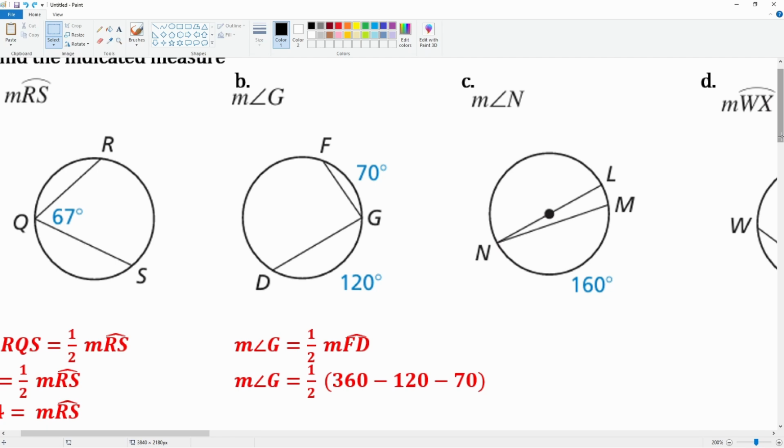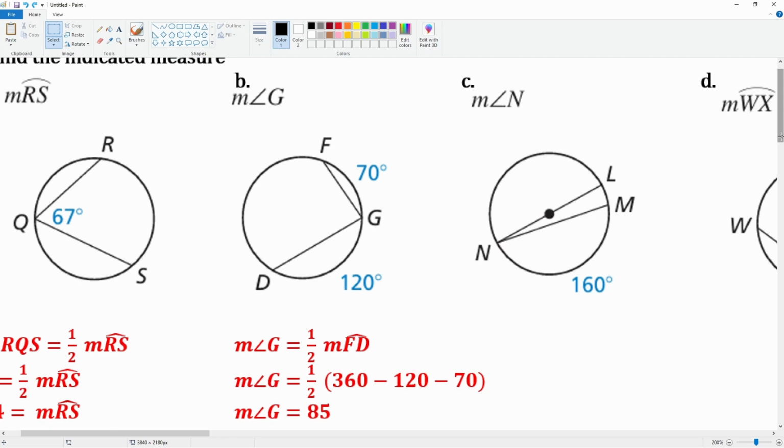Okay, and I think that is 190. 190 minus 60 is 170. Yeah. So the arc of FD is basically 170. Half of that is 85. Okay, that's the angle measurement of angle G, 85.